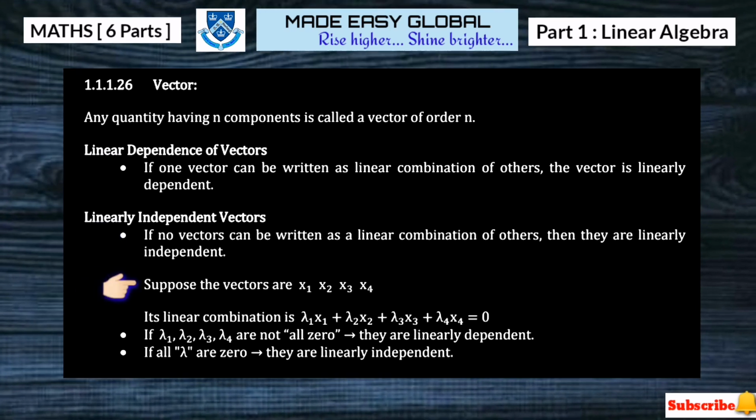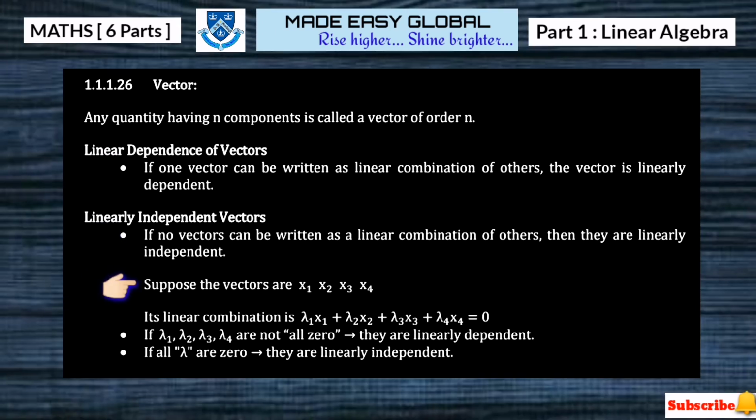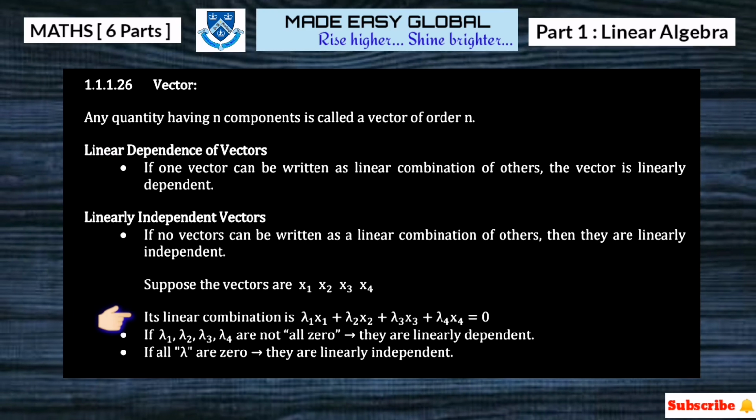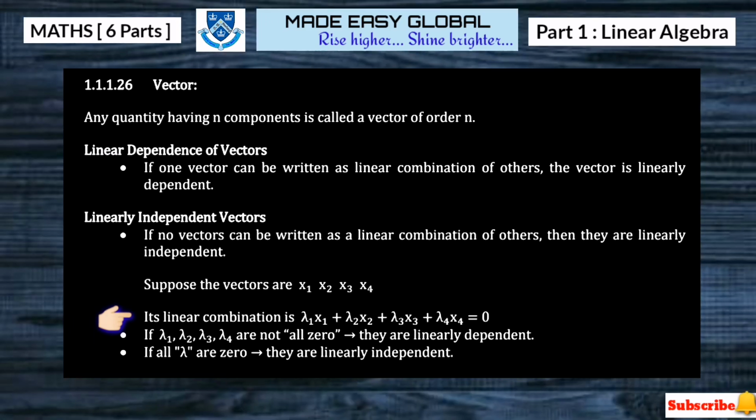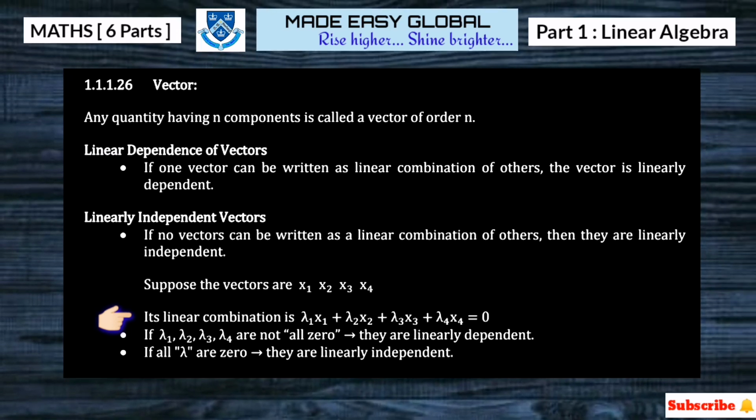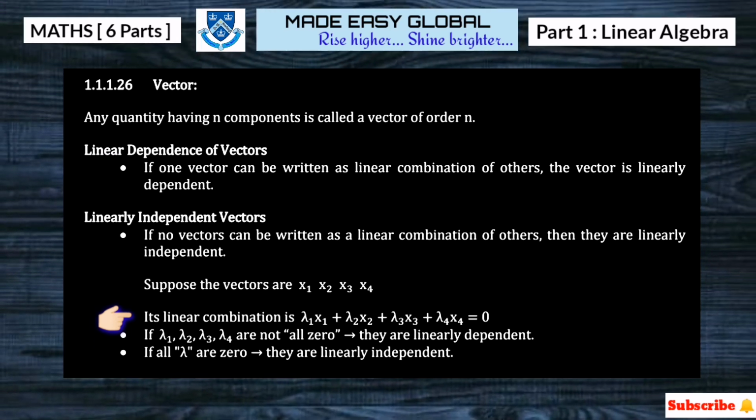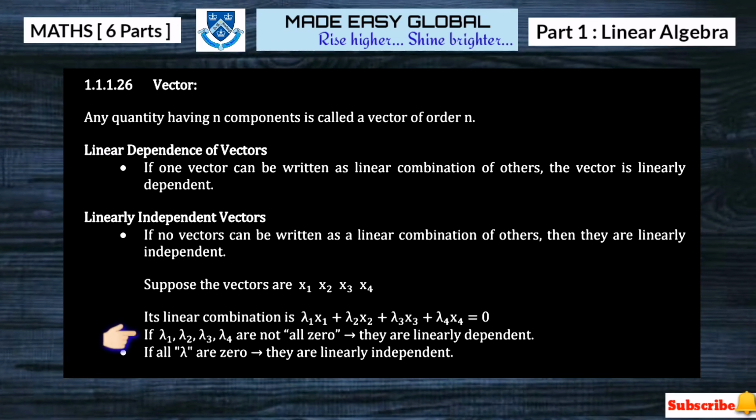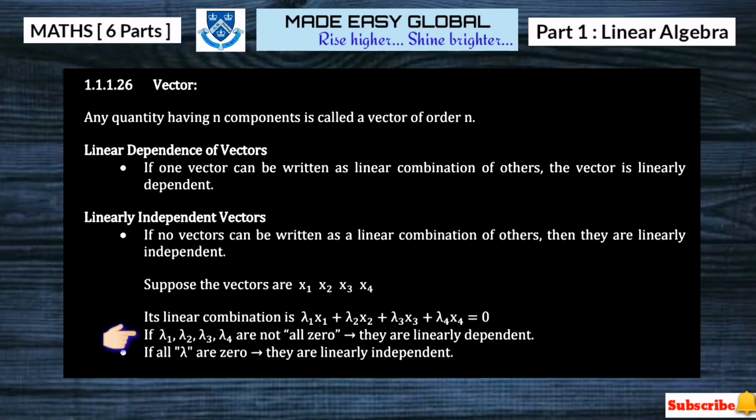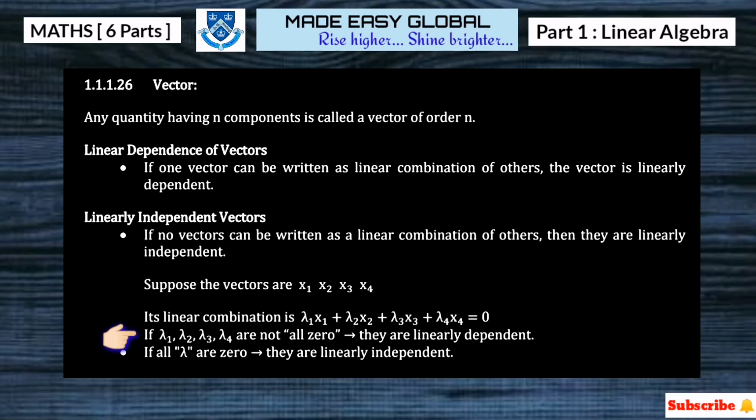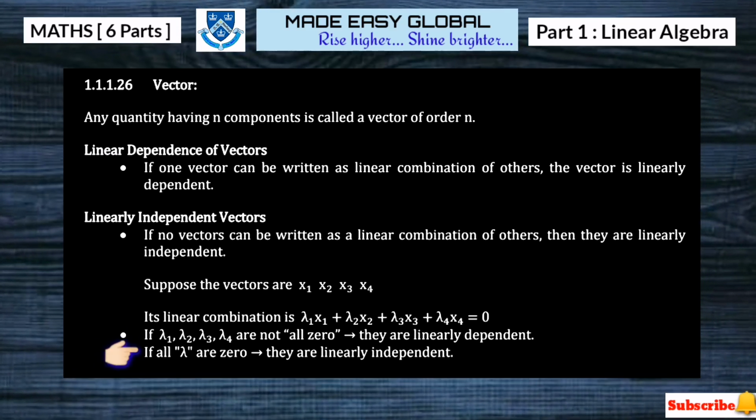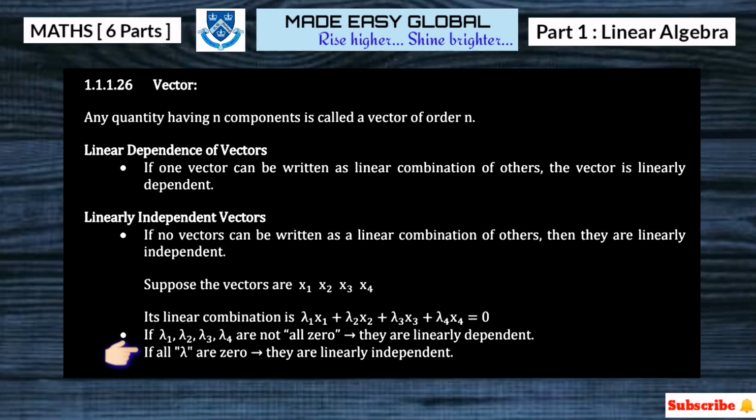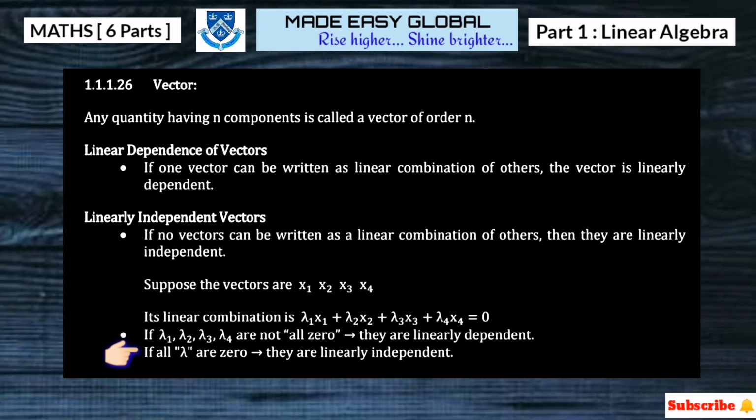Suppose the vectors are x1, x2, x3, x4, then the linear combination is lambda 1 x1 plus lambda 2 x2 plus lambda 3 x3 plus lambda 4 x4 equals 0. If lambda 1, lambda 2, lambda 3, lambda 4 are not all 0, then they are linearly dependent. And if all lambda are 0, then they are linearly independent.